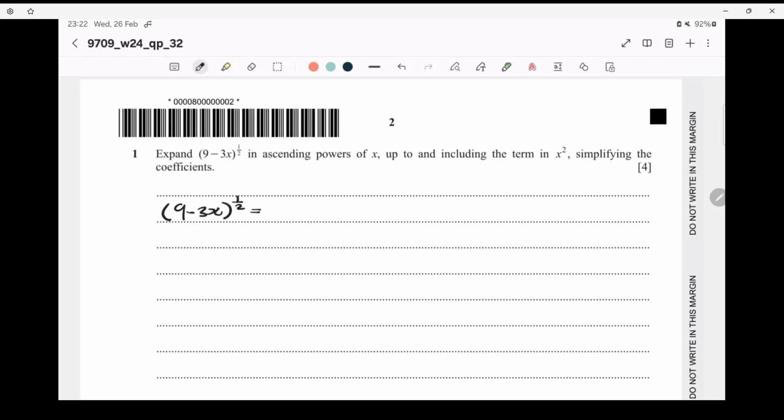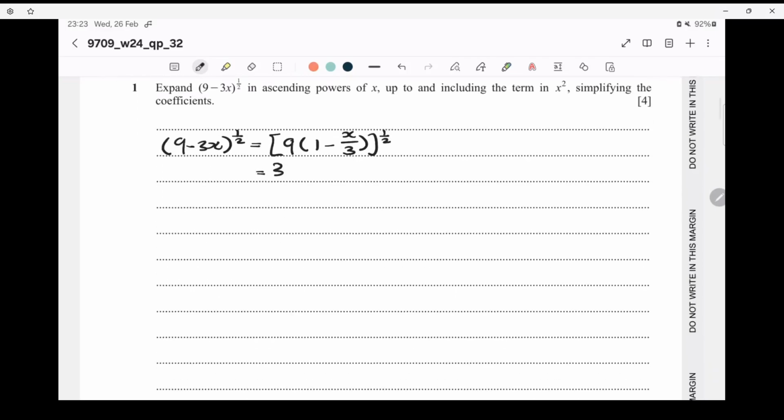So before you do the binomial expansion, please remember that the constant term has to be 1. So you need to factor out number 9. So you have value 3 multiplying outside, and then 1 minus x divided by 3. Okay. So until this point is quite clear, you can just expand using the binomial expansion.